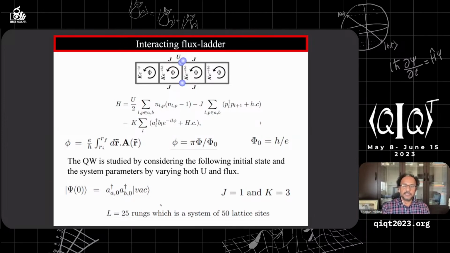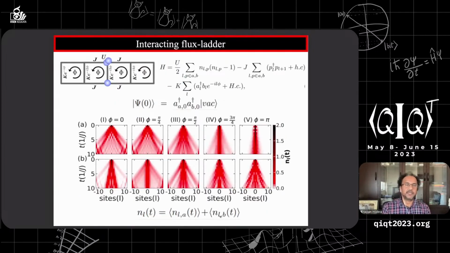In this case, what we have done is we have considered the physics as a function of interaction as well as flux strength. In our calculation, we have considered 25 rungs, which is around 50 lattice sites in the system. So what we have seen here is the following. When U is weak, this means the upper panel, I forgot to mention the strength, the upper panel is U equals 2 or 4. I think it's a small or weak interaction.